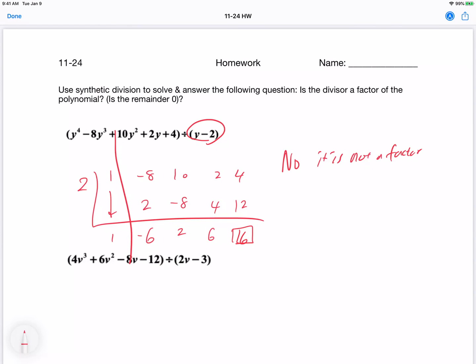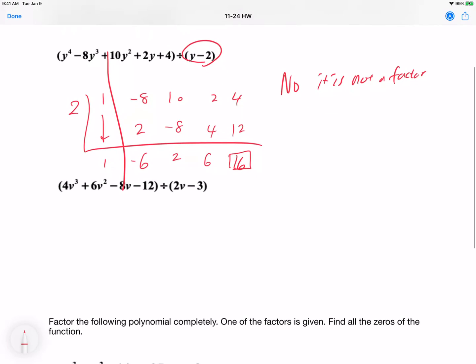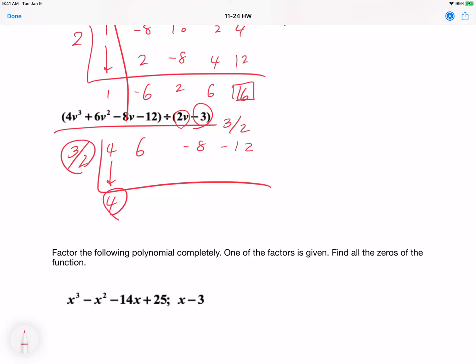Okay, so for the next question, all right, let's continue on from this. All right, so this one here, I want to do 2v minus 3. So if you solve for the 0, that would be 3 over 2. 3 over 2, synthetic division with 4, 6, negative 8, and negative 12. Bring on the 4. If you multiply the fraction with integers, yes, I know that's not really convenient for us, but we still have to do it anyways. That's 6, and that's 12, and that's 18, that's 10, and that's 15, and that's 3. Unfortunately, that's no, that is not a factor.